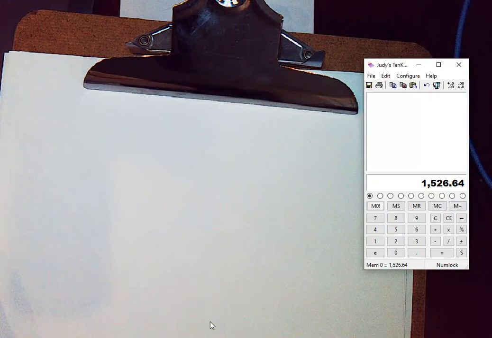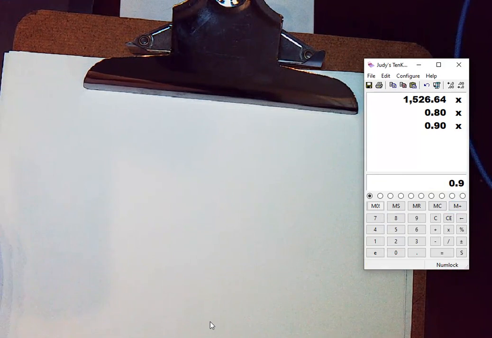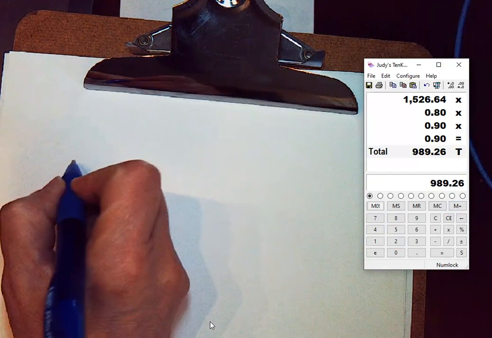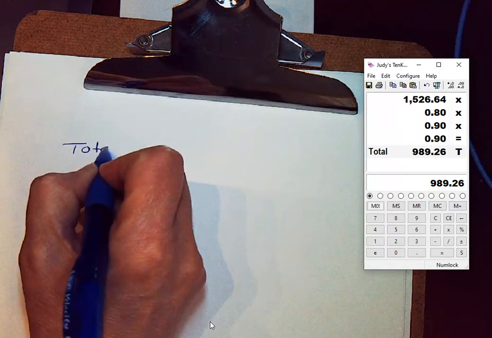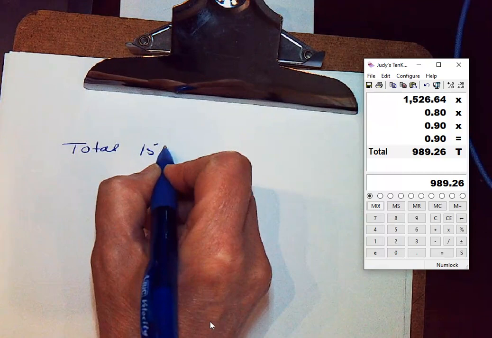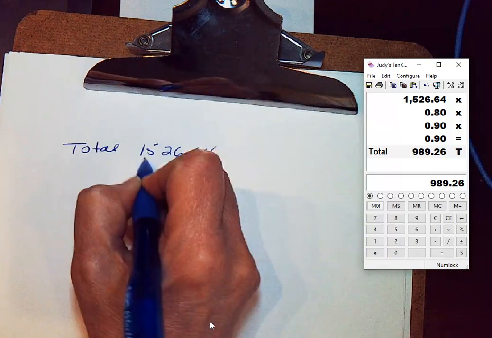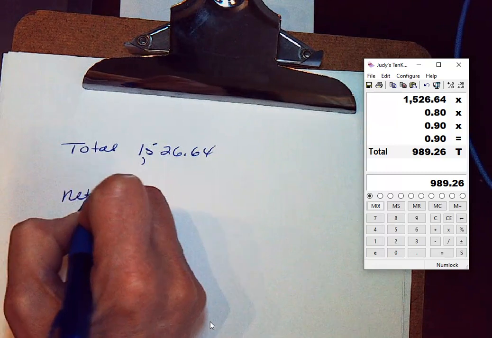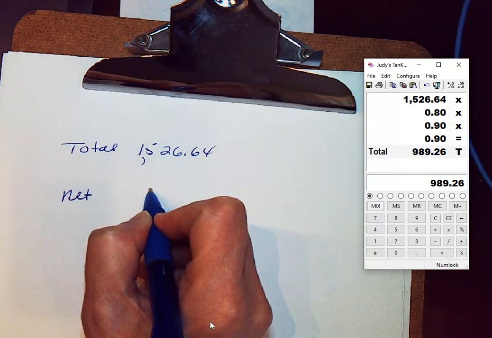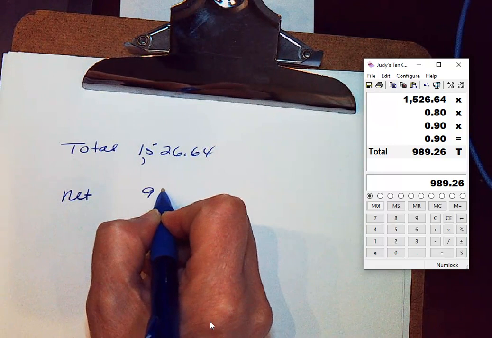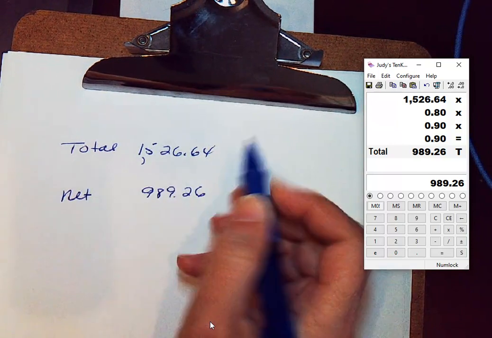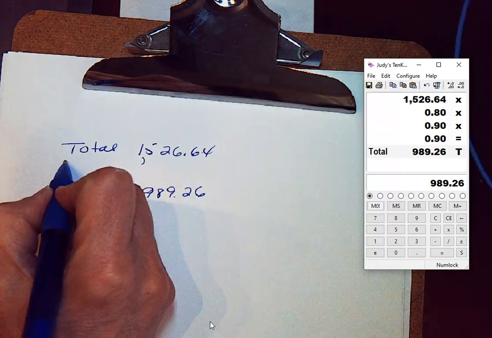Then we're going to take it times the trade discount, so times 0.8, the complement, times 0.9 times 0.9, and our net price is $989.26. The difference between these two is the discount.